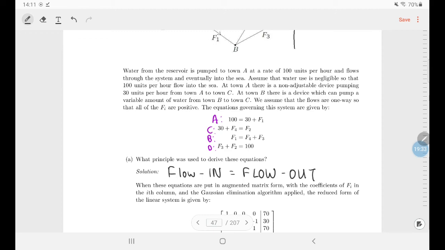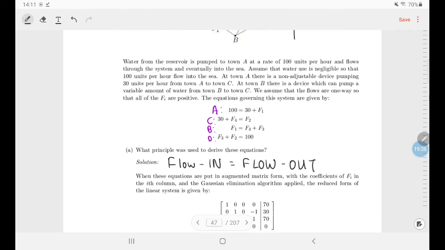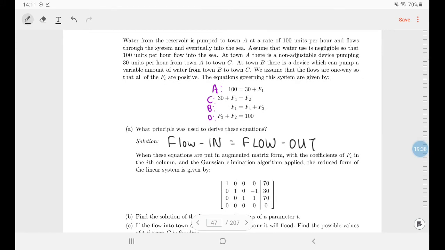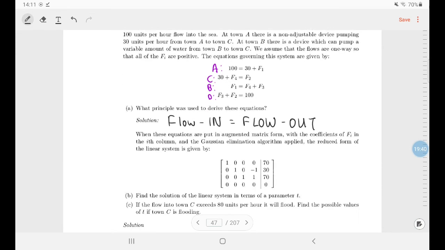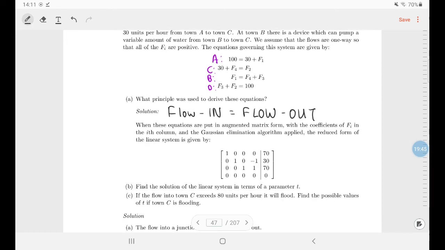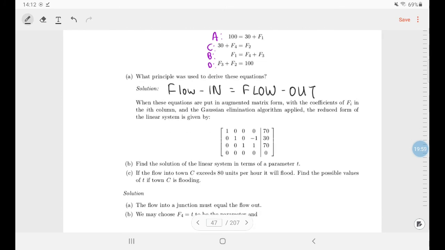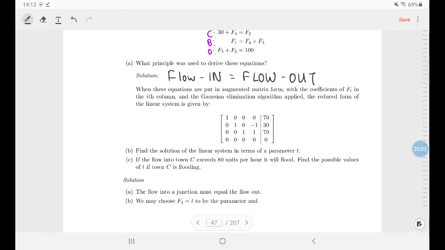So then the next question says, when these equations are put in augmented matrix form, with the coefficients of Fi in the ith column, and the Gaussian elimination algorithm applied, the reduced form of the linear system is given by this. Okay, so this is kind of handy because it puts the equations in the right form, solves them, and sets it all up for you. So this is an easy one. So we just analyze it. Oh yeah, that's the flow in equals the flow out, the flow into the junction.